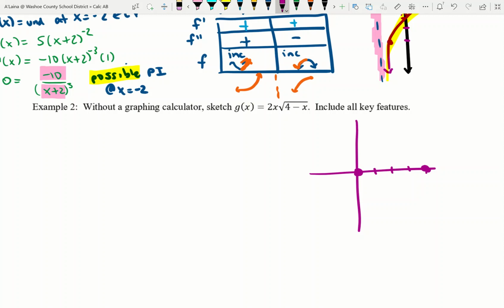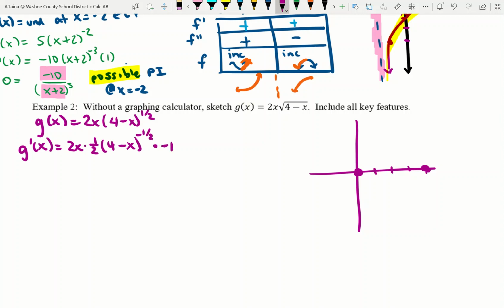At the first derivative, it might be helpful to rewrite the function g with a rational power here instead of a square root symbol. So I'm going to use the product rule in order to find the first derivative. So I'll do the first times the derivative of the second times the chain rule, because I had a function within a function, plus the second times the derivative of the first.